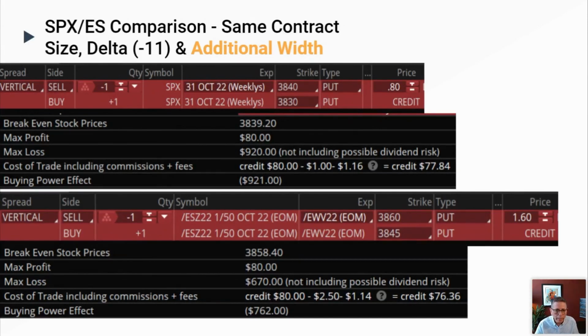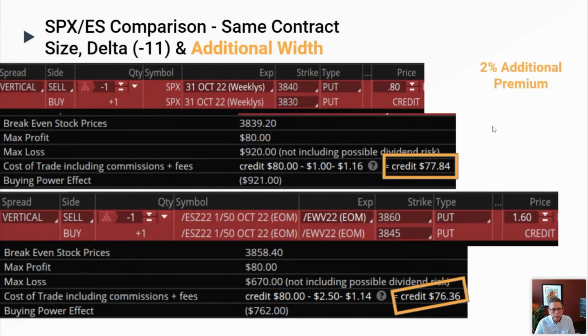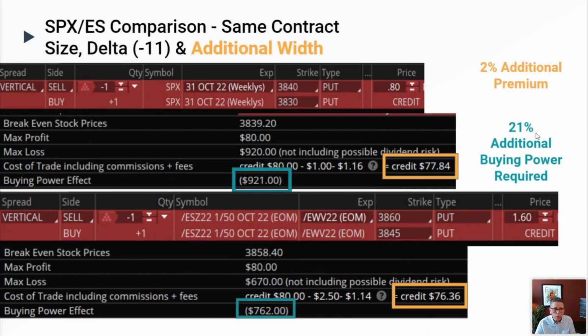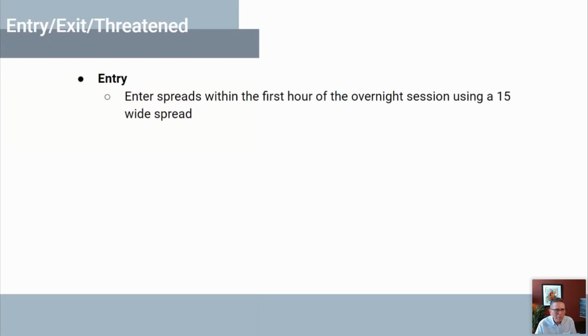The same. But the good part of this is that the premium is basically a 2% difference, and you get 20% more buying power on this trade. So if you're trading SPX, you use 20% less of the buying power that you have compared to ES. Okay, so that is one of the benefits of this. Okay, let's look at the trade plan.